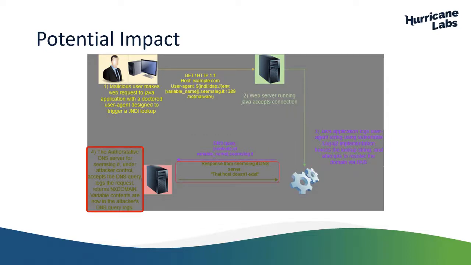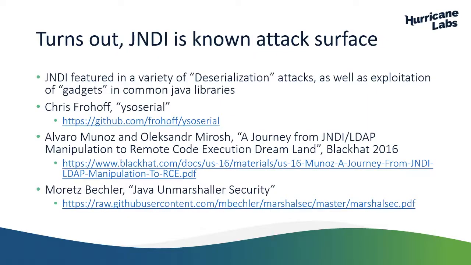Now, once that query hits the authoritative DNS server, the attackers now have access to that variable. They have the data that they requested. As it turns out, exploitation through JNDI has been known about for a significant period of time already.